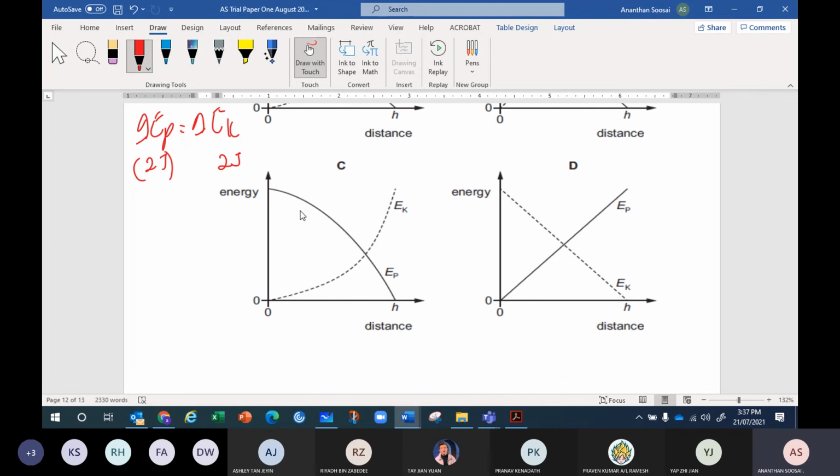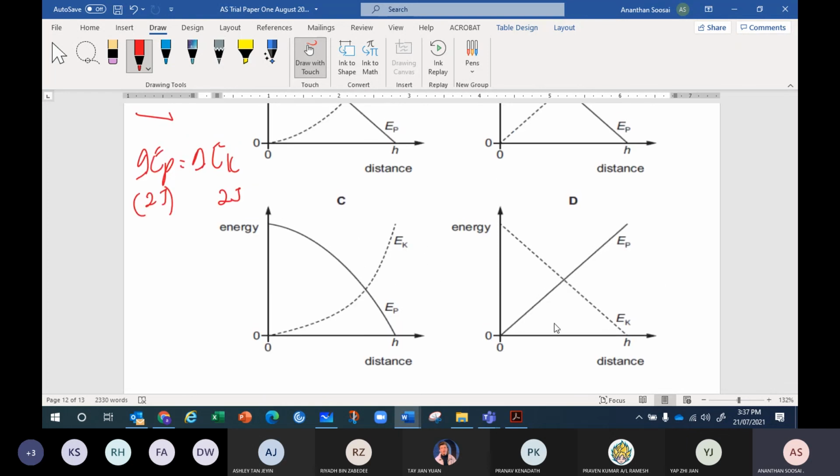When potential drops by 2, the kinetic also rises by 2. So EP is like a slightly flattened curve with a certain gradient, and EK also increases by a certain gradient. A symmetrical line, like a reflection at the center. D also could be the answer.